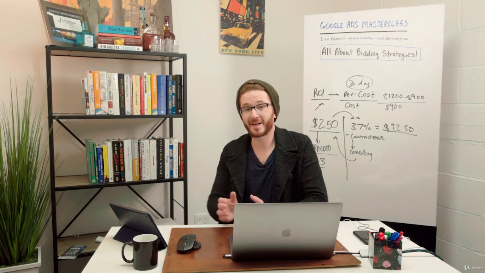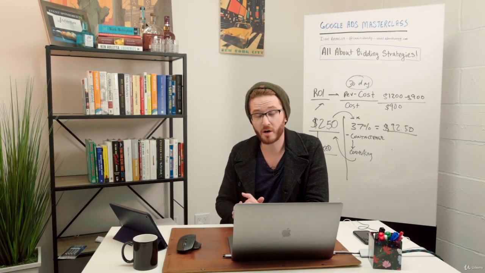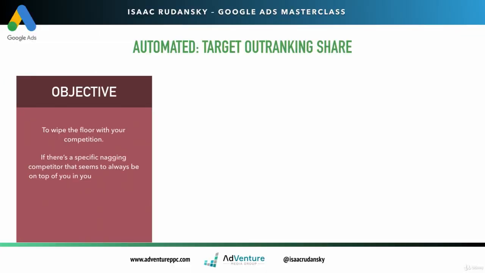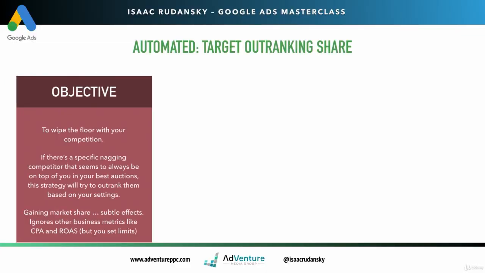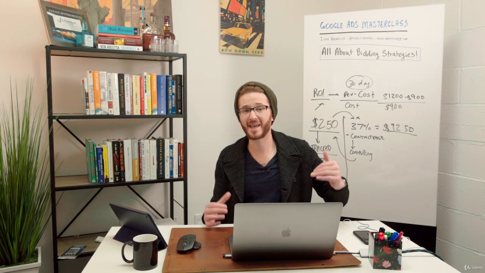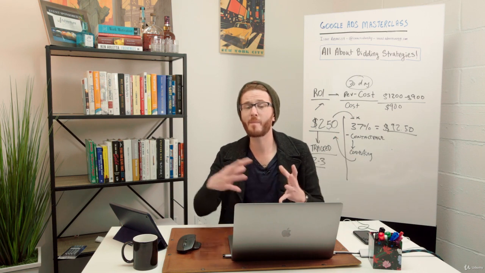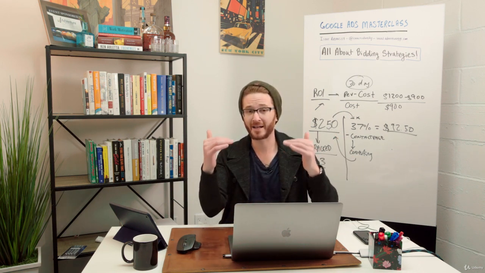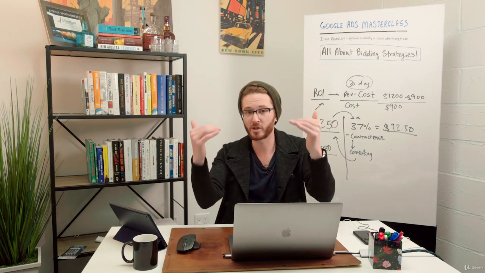In this lecture, we're going to talk about an exciting automated bid strategy called Target Outranking Share. What is the objective of Target Outranking Share? Basically, it's to wipe the floor with a certain competitor. Outranking share means I want my budget to be spent in a way that puts my ad on the search engine results page above a certain competitor.